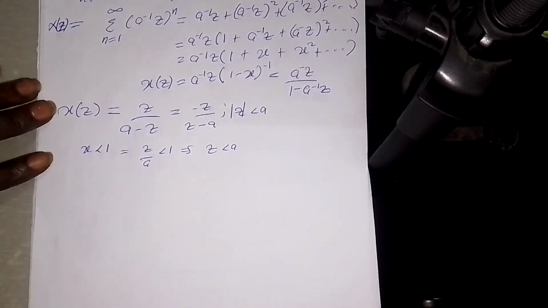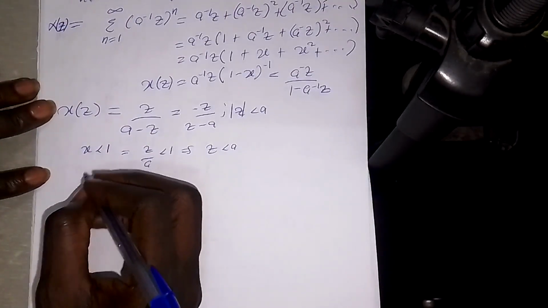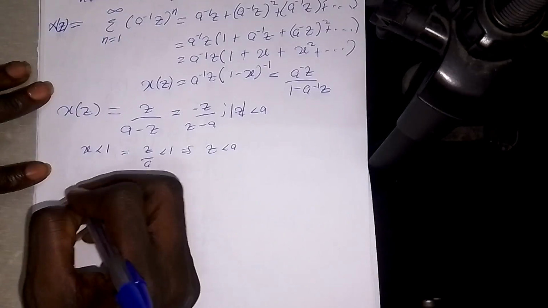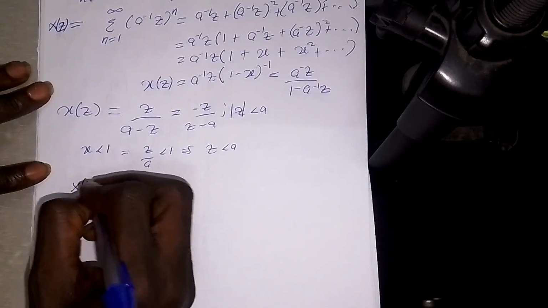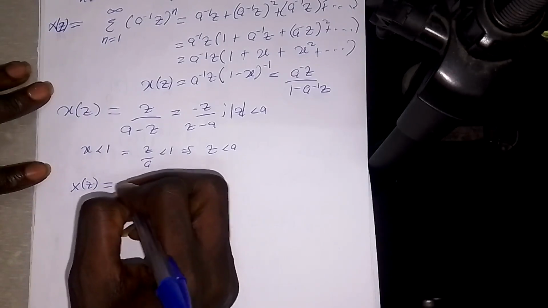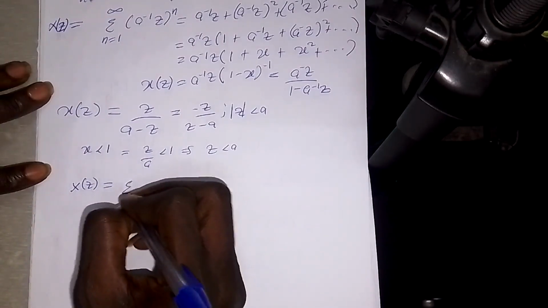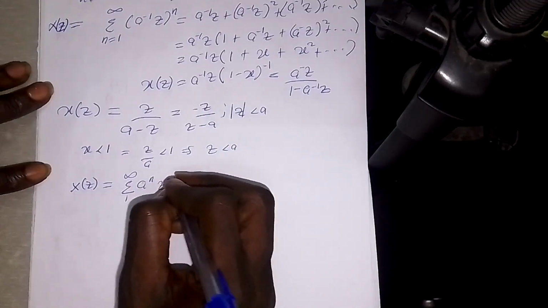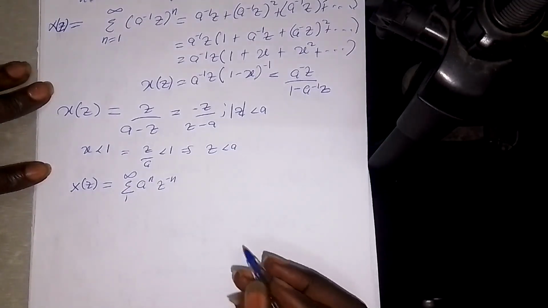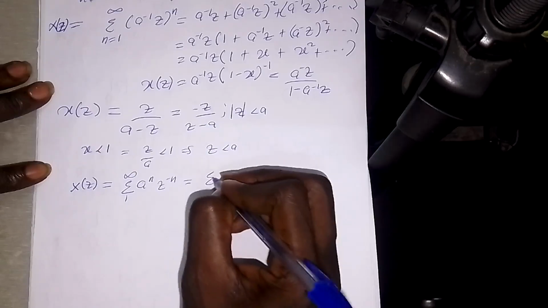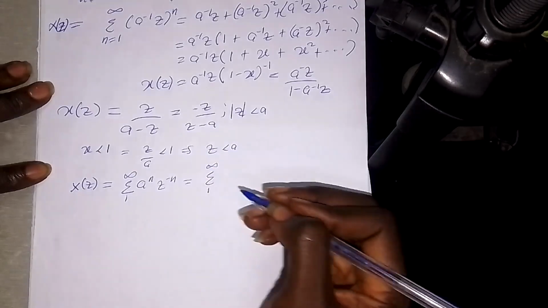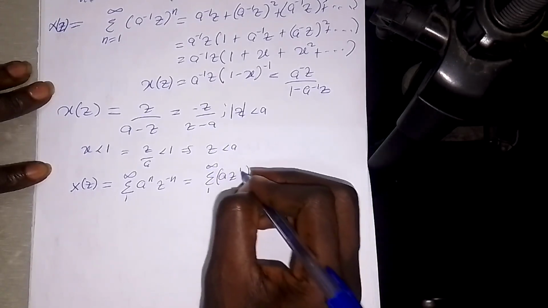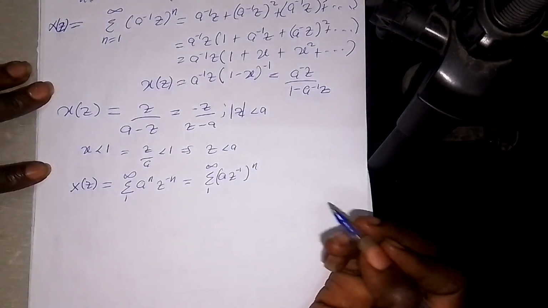Now, let me go to the second aspect. The second aspect is such that a^n is positive. In that case, X(z) is going to be equal to the summation from n = 1 to infinity of a^n z^(-n). So basically, it's going to be a^n into (z^(-1))^n.